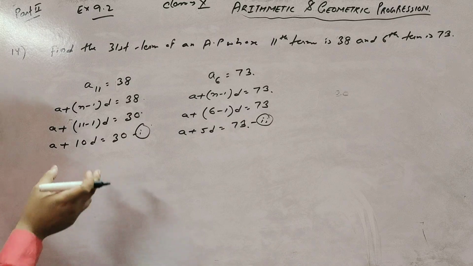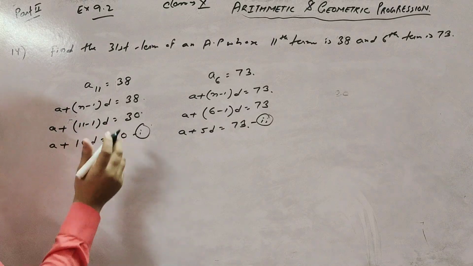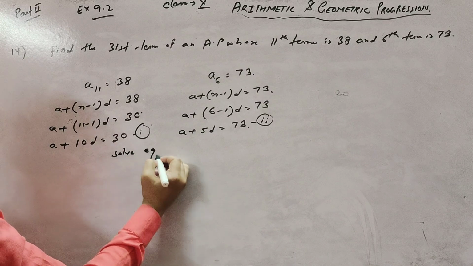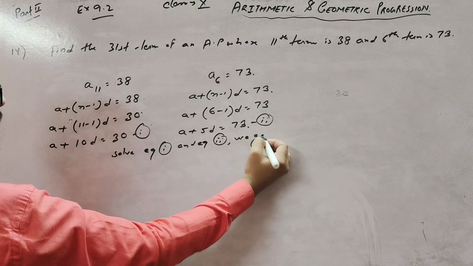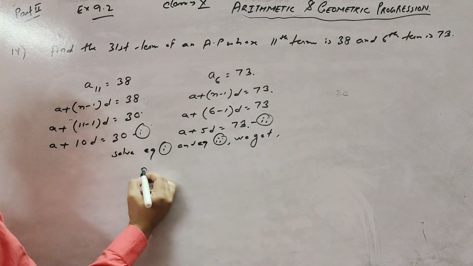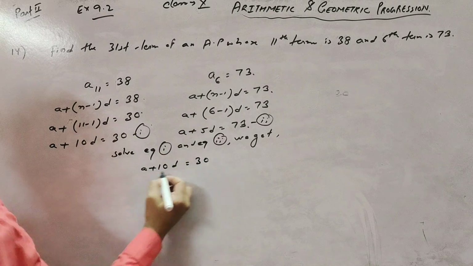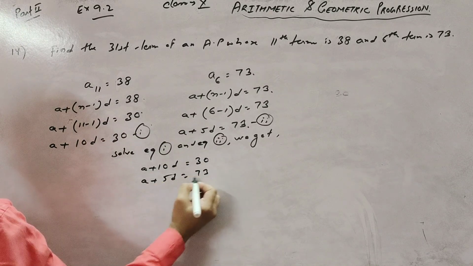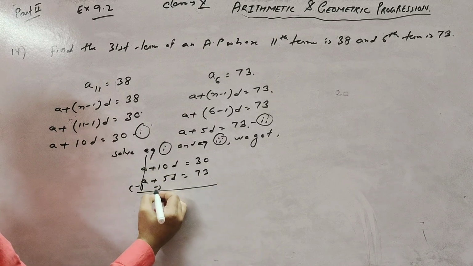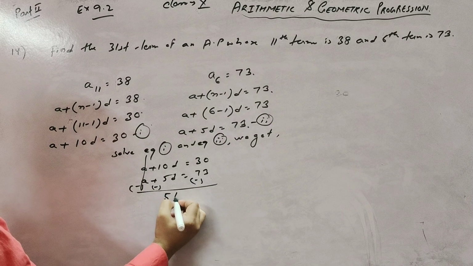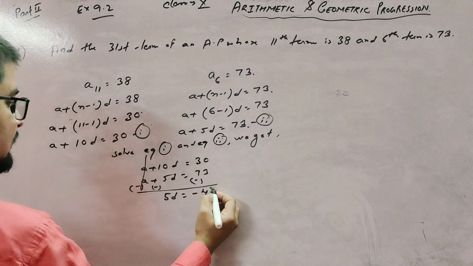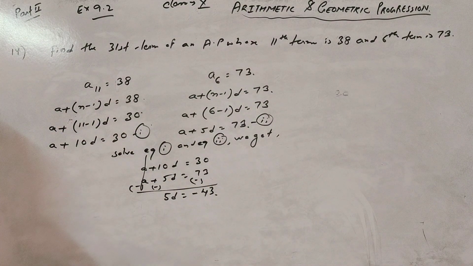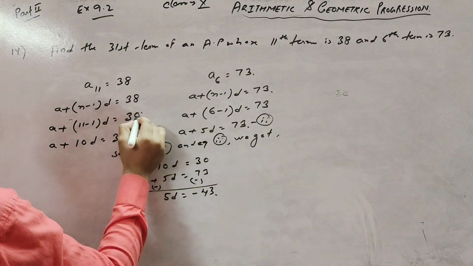Use the substitution method. Okay, that means find the value of A from this equation. Otherwise solve equation 1 and equation 2. We get A plus 10D equals 38 and A plus 5D equals 73. So A minus A cancel. So this is 5D equals 38 minus 73, that is minus 35. Whose 11th term is 38 and 6th term is 73.